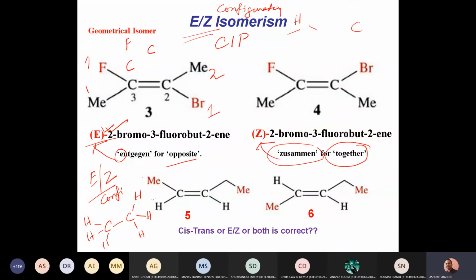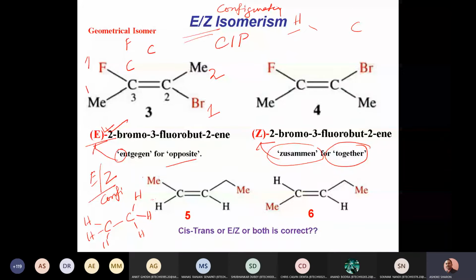Three, in the case of 3, how can you say cis or trans? It's very difficult, because in the 3 case, if you are saying cis, then in what respect are you saying cis? Cis means same side. So cis doesn't represent that the first priority group is on the same side. But E says the first priority group is opposite. Z says the first priority group is on the same side. So E and Z is more precise.